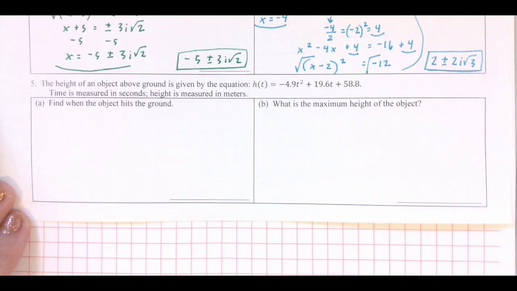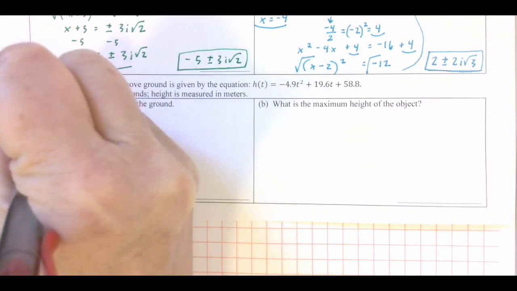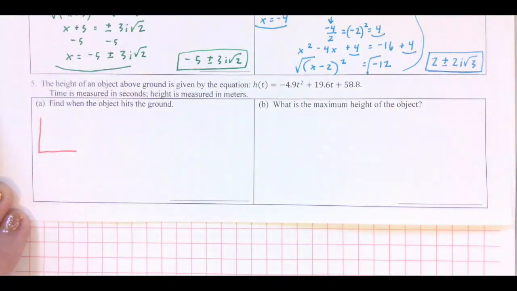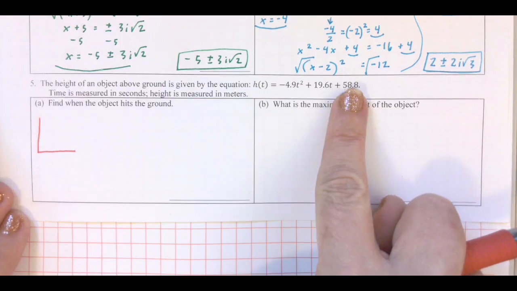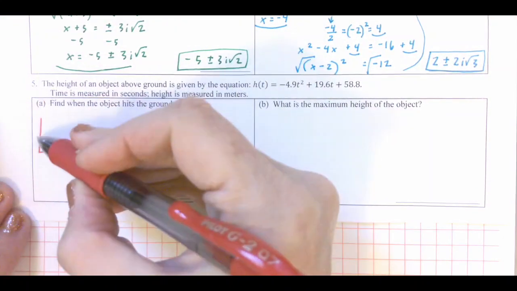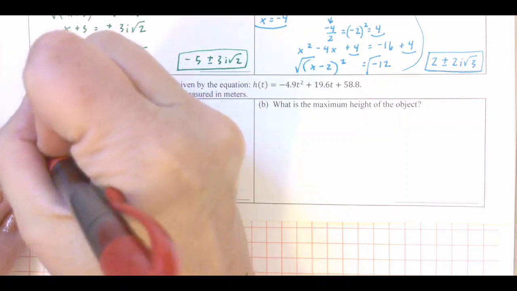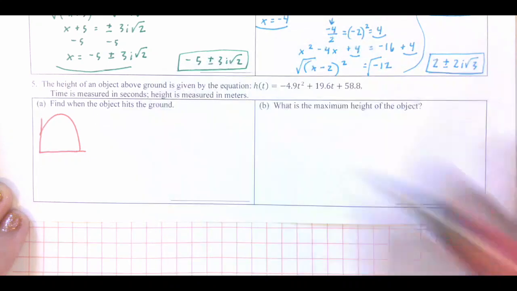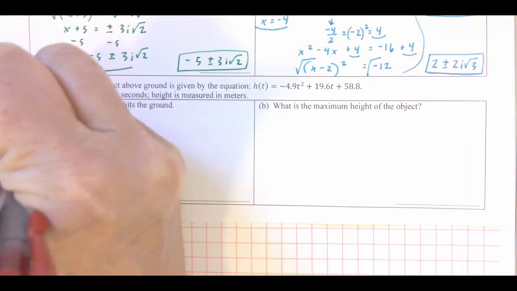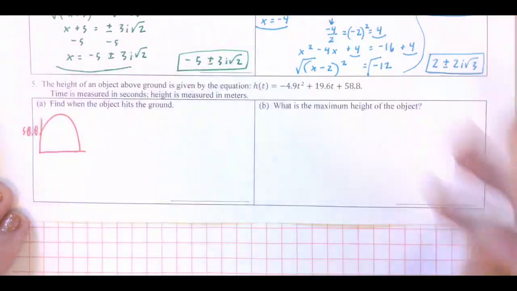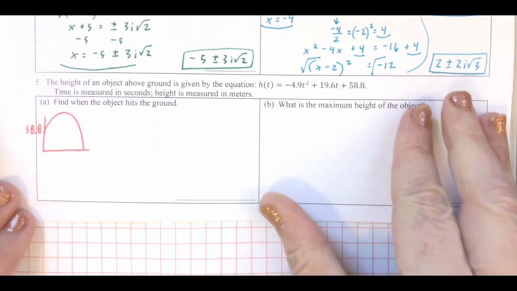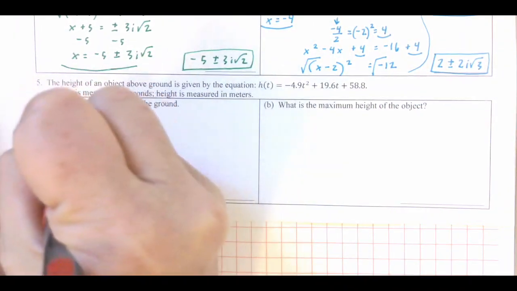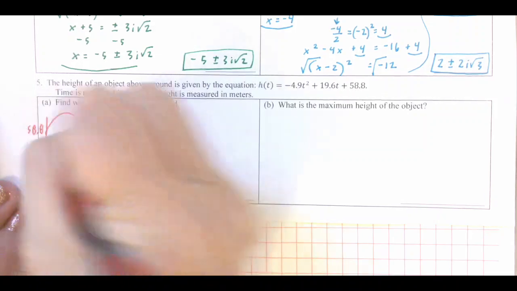And sometimes it helps to have a visual of what it is you're solving for. So if I make myself a little picture, here we know that this is the starting height of the object. So wherever I am on the y-axis, that's my y-intercept. My object goes up and it comes back down. So right here is the 58.8. Let me make sure I read that right. 58.8. Okay, and then here the x-axis is the time in seconds and the y-axis is the height.